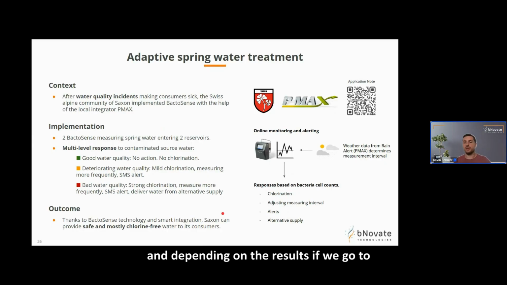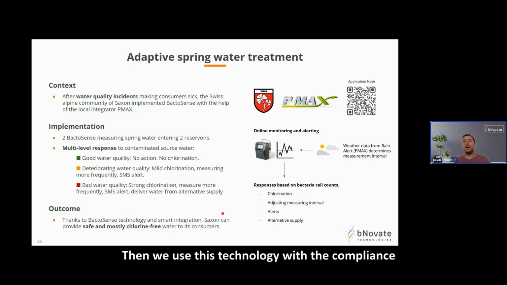And depending on the results, if we go to orange or red level, it will trigger different actions from the system, which will first start to chlorinate at a higher level. It will also send alerts to the operator, so they can prevent people from taking the water and alert them that there may be some risk in the water if it's really too bad. And they can also activate an alternate supply that will be safe and monitored, and discharge the main water that won't be used, to prevent any contamination for the population.